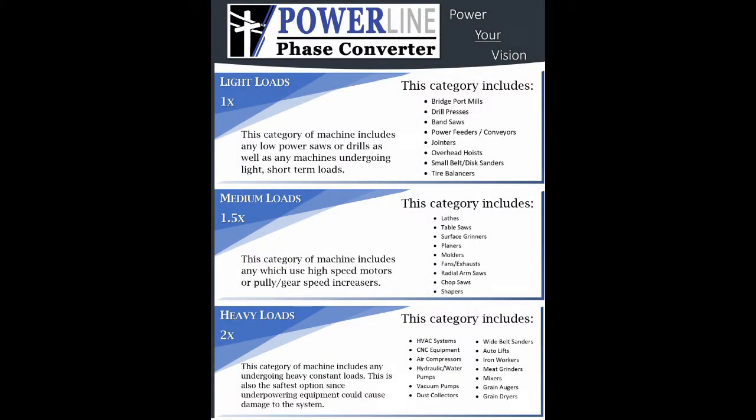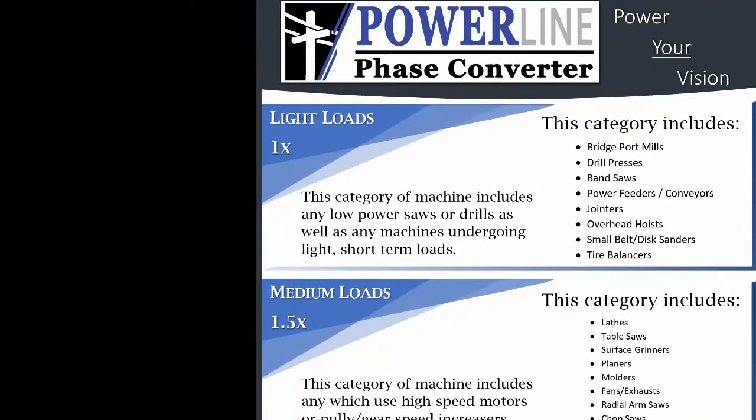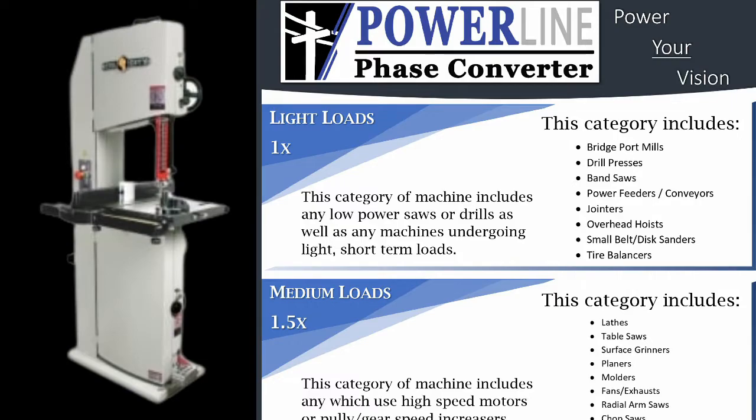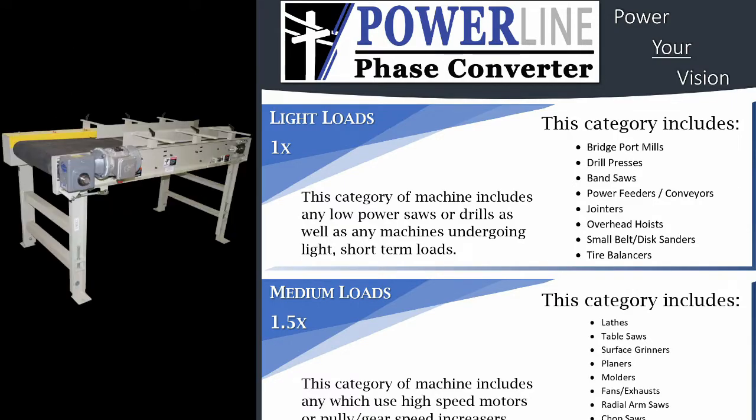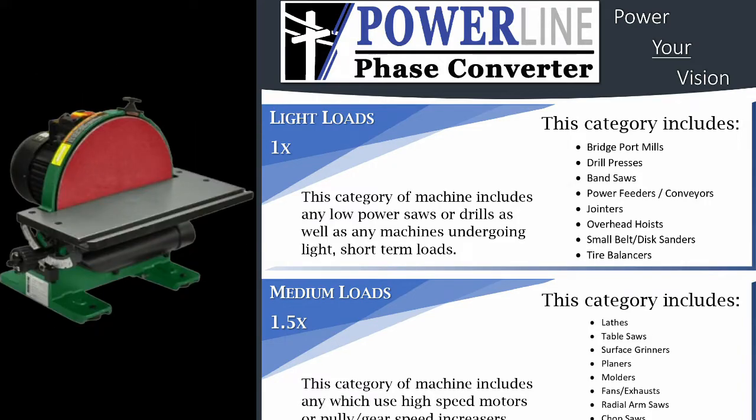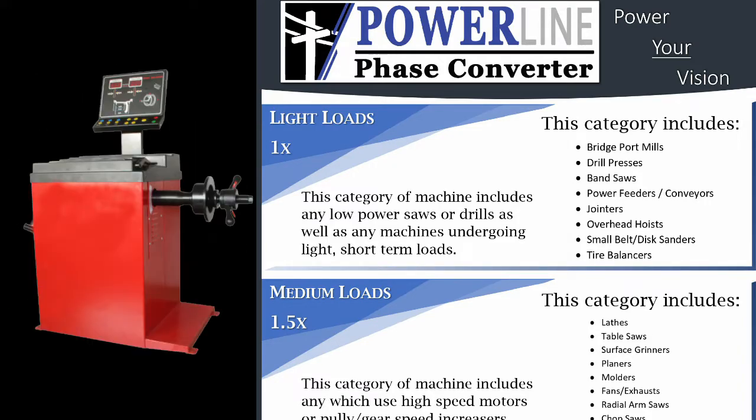Here are some examples of light, medium, and heavy loads. For light loads, we use a 1x multiplier. Some machines that fit into this load category are Bridgeport mills, drill presses, bandsaws, power feed and conveyors, joiners, overhead hoist, small belt and disc sanders, and tire balancers.